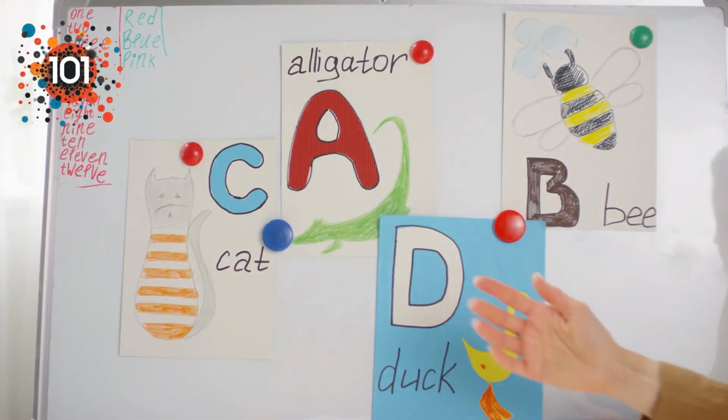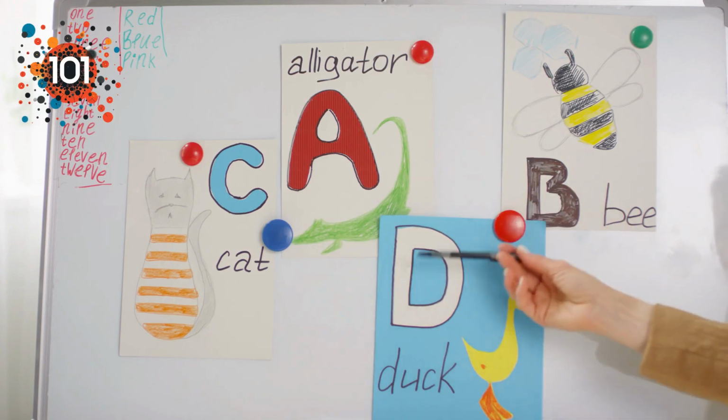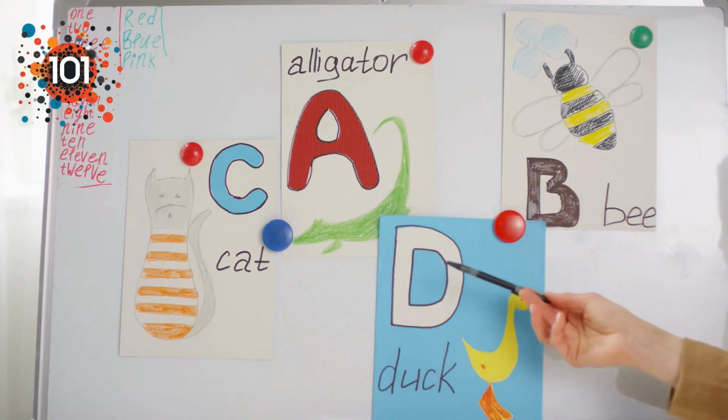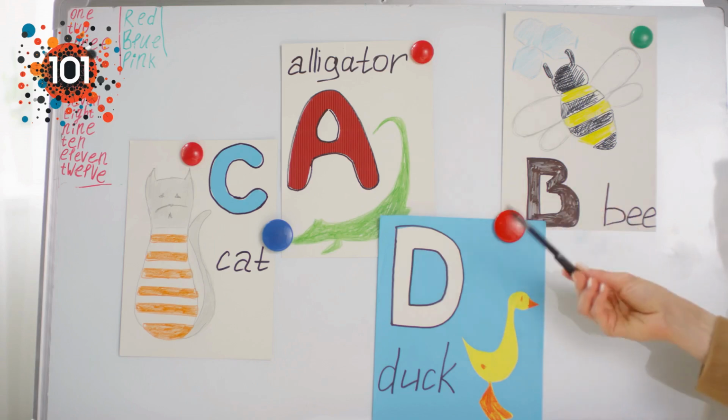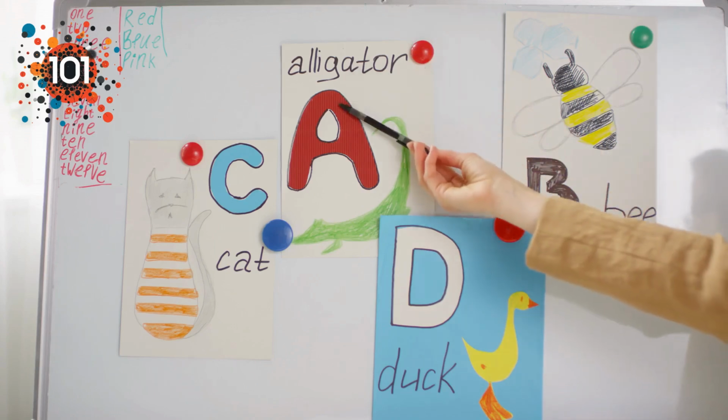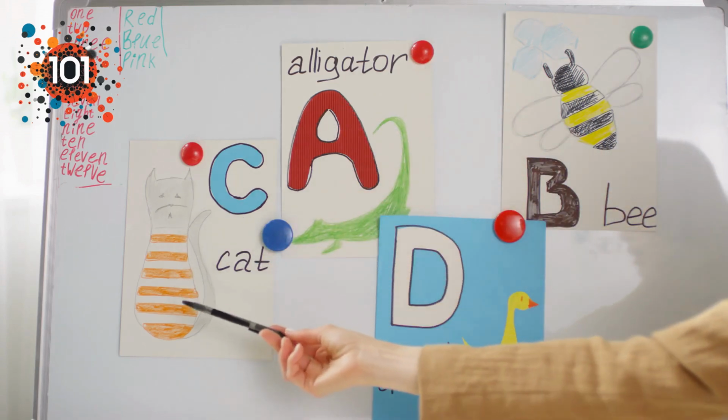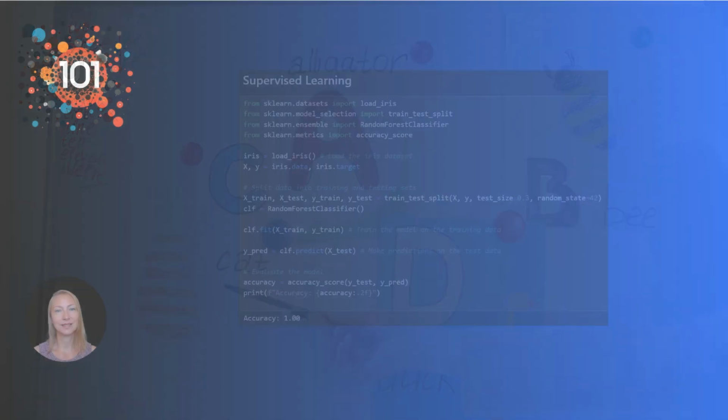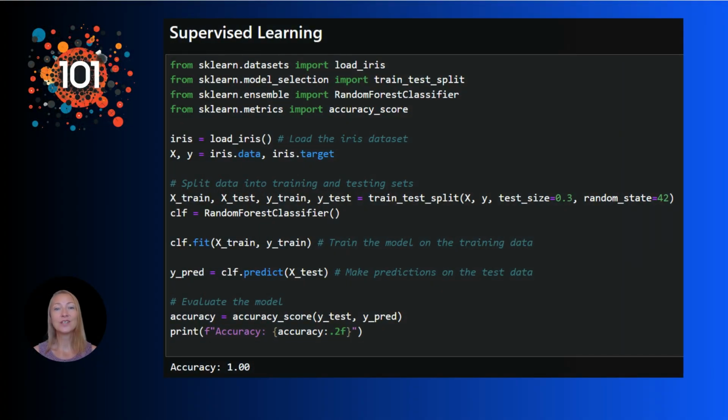In supervised learning, the model is trained on a labeled dataset, meaning that each input has a corresponding correct output. The goal is to make predictions by learning from this data, similar to teaching a child with flashcards. Let's look at an example of supervised learning with Python using a classification task.